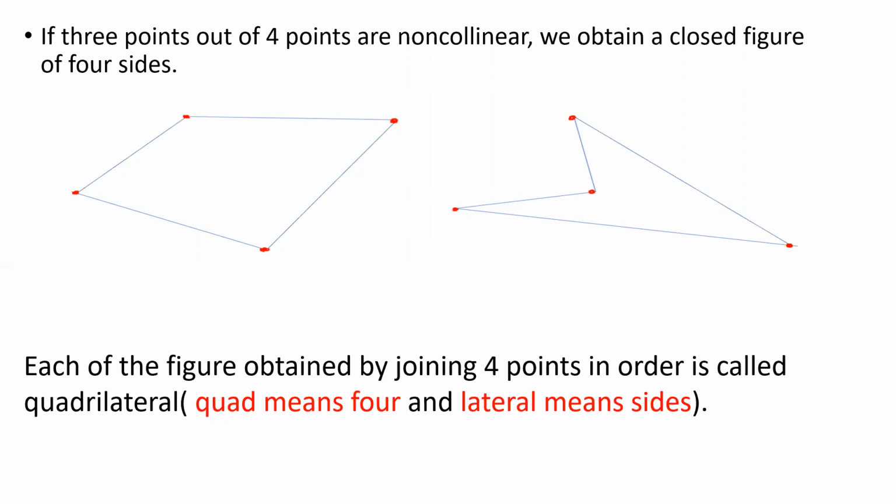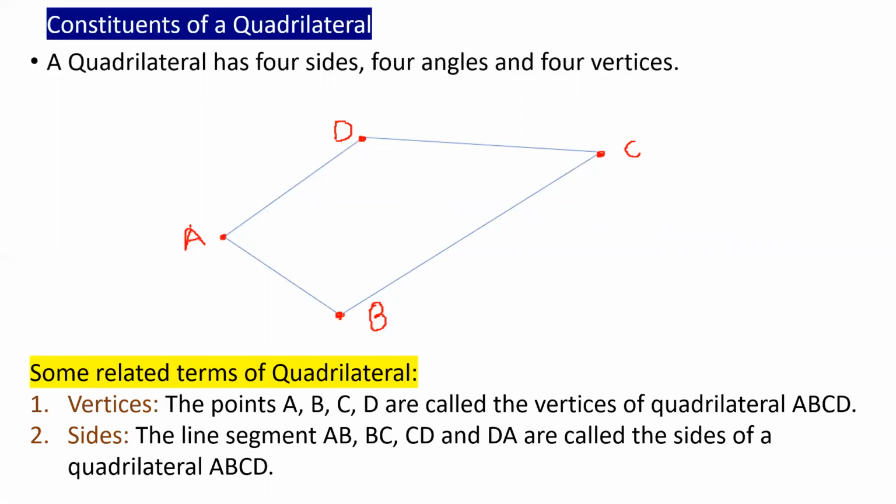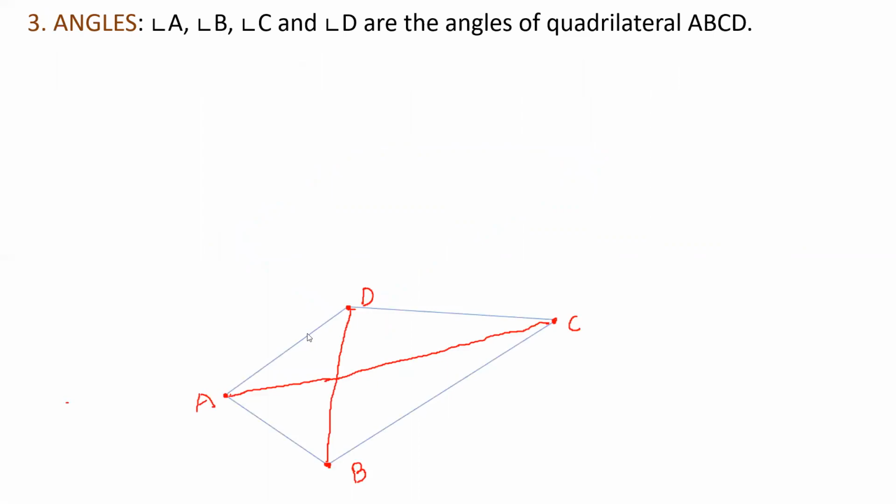When we see the elements or constituents of a quadrilateral, a quadrilateral has four sides, four angles and four vertices. If we see in this figure, the four sides are AB, BC, CD and AD. The vertices are A, B, C and D. The angles of this figure are angle A, angle B, angle C, angle D.